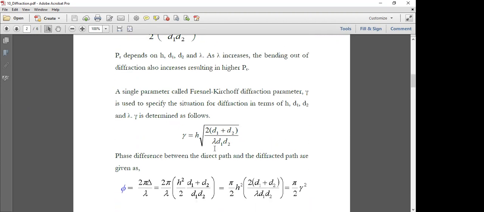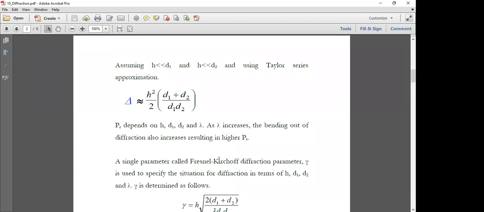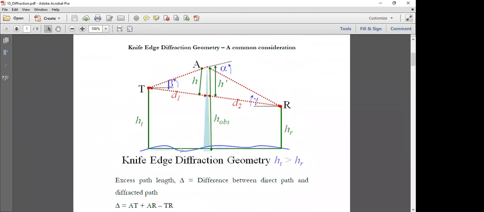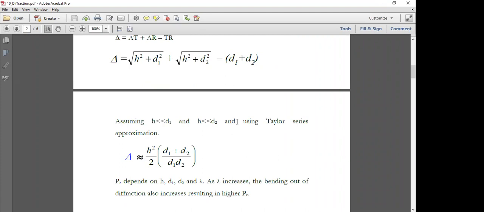So height matters. D1 and D2, if I increase these distances, then that should increase or decrease the received power? Consider the diffracted power. It should depend on D1 and D2. The signal is traveling longer, and the longer the signal travels, the lesser amount of power we get at the receiver. So they will impact.